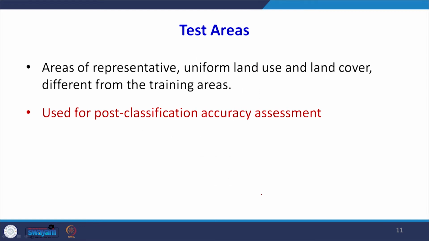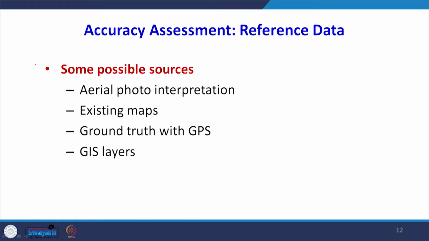When we have the test areas through which we compare our classified map, they should be representative areas. They should have uniform or homogeneous land use and land cover classes identified, and we use these test areas for post classification accuracy assessment. If you remember, we collect training samples for supervised classification. So, we keep some of the training samples to check the accuracy of the classification. These are those test areas.